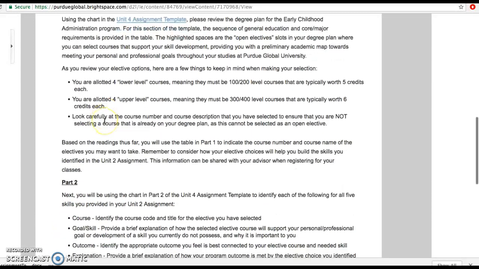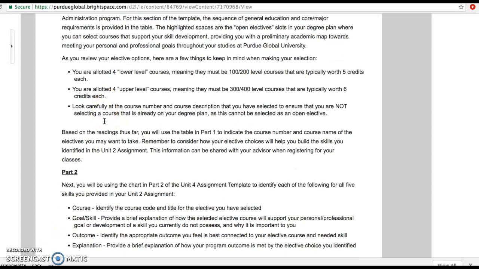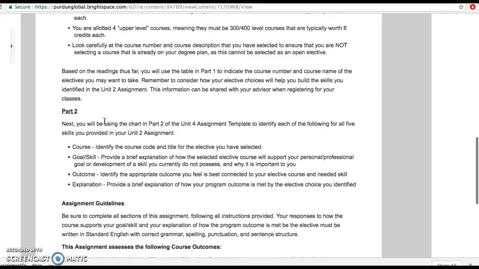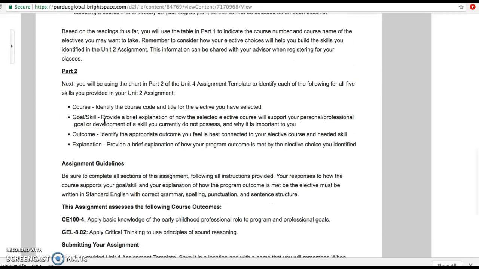So it's the same. They need to identify 4 lower level courses, 4 upper level courses. The next piece is part 2. We are no longer writing a paper, everybody. This is very exciting. We are doing an assignment that focuses more on their goals and skills and course outcomes. It is a grid that they are to fill out.